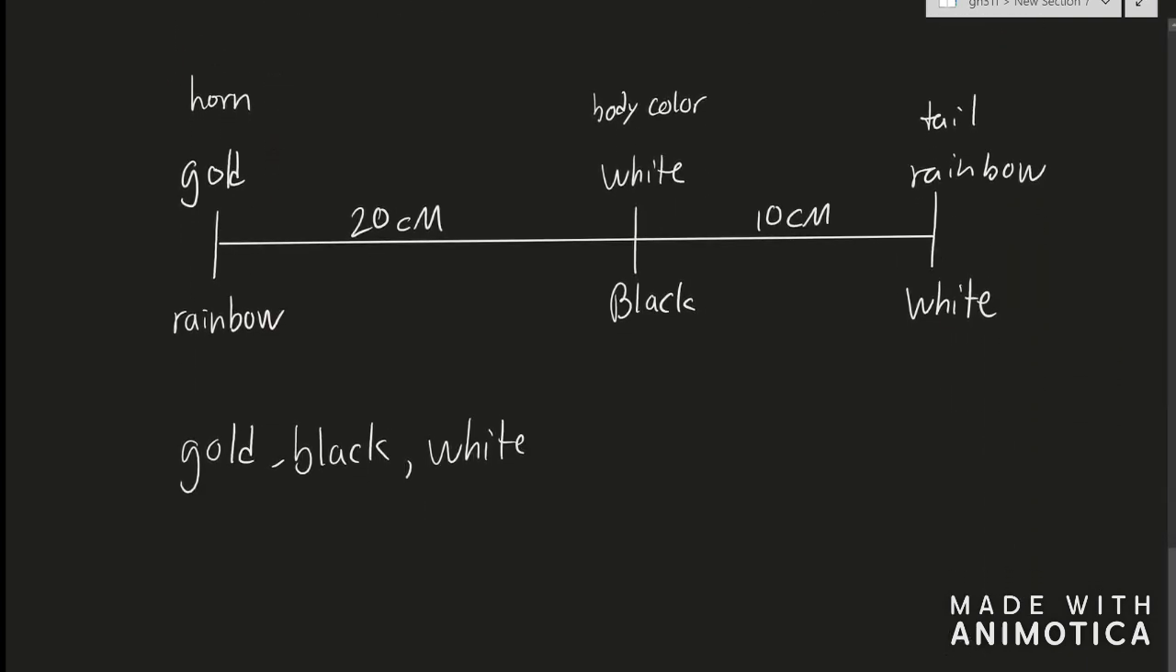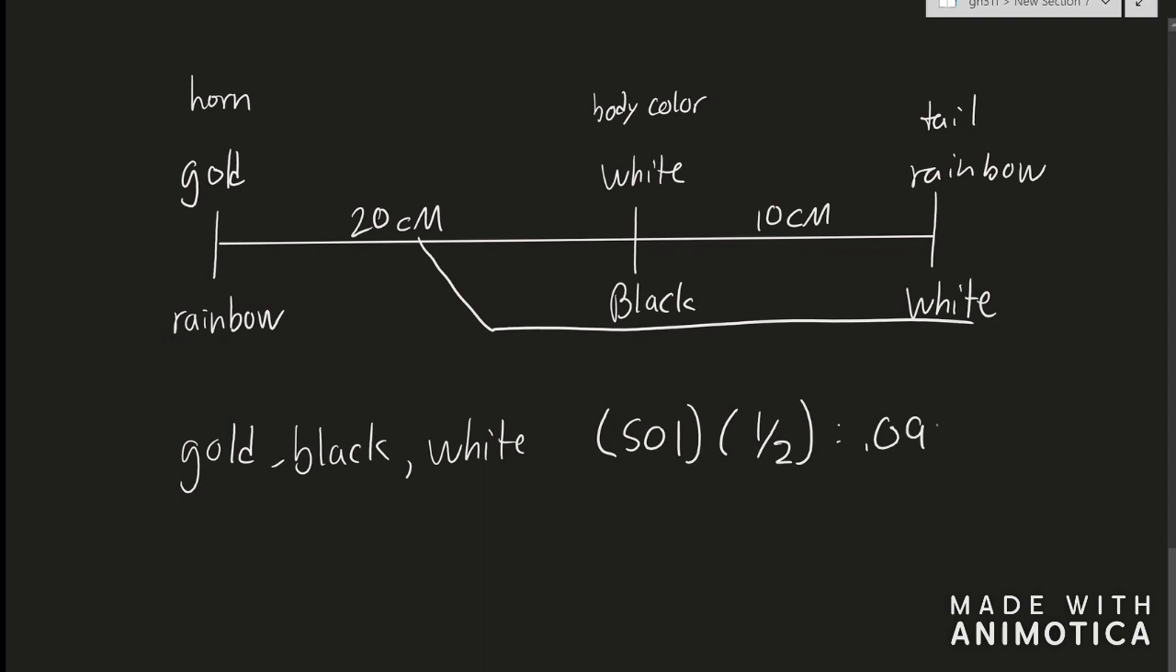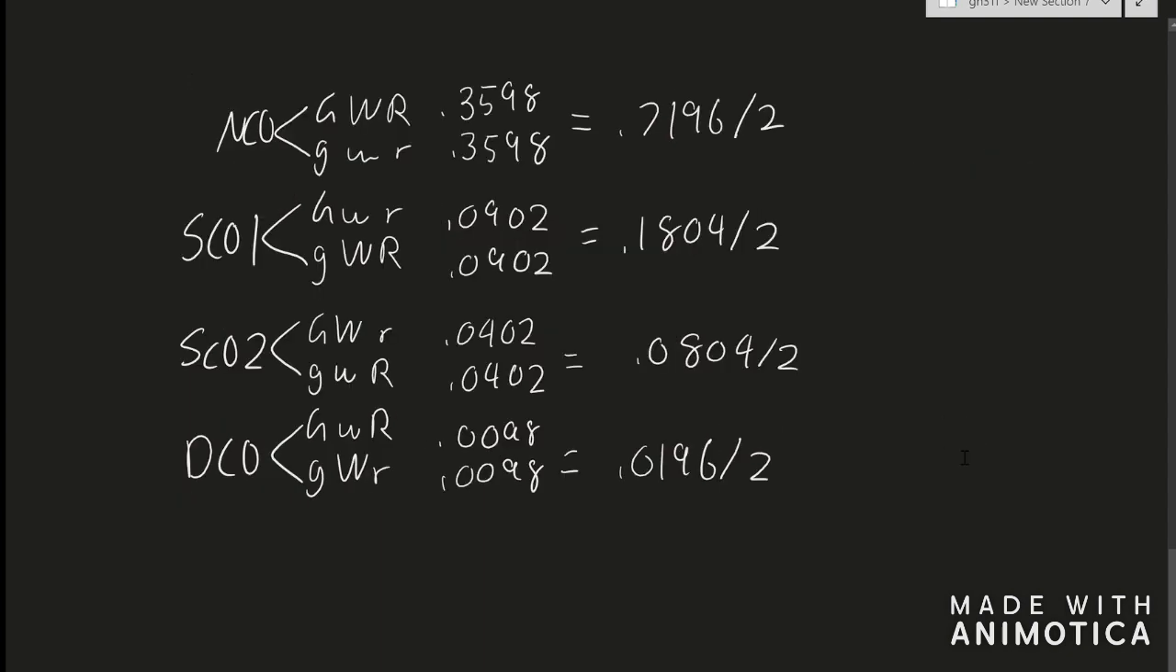Now let's do the math for a single crossover event. For this example, we want a gold-horned, black-bodied, white-tailed unicorn. So we take the single crossover probability of region 1, and then we multiply it by 1/2 because we want one specific crossover event, and that equals 0.0902. Here are the rest of the possible gamete types and their possibilities.